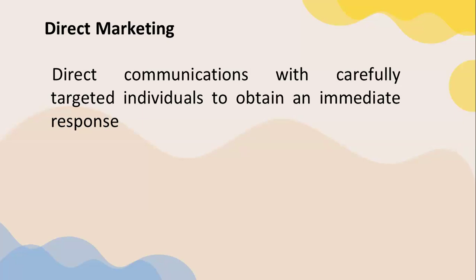Right? So that is what carefully targeted individuals means: you are communicating with carefully targeted individuals, and it also helps you to obtain an immediate response about your product. Clear? This is what direct marketing is. Same as personal selling, but the difference is we are carefully targeting and communicating directly to those people. Clear?